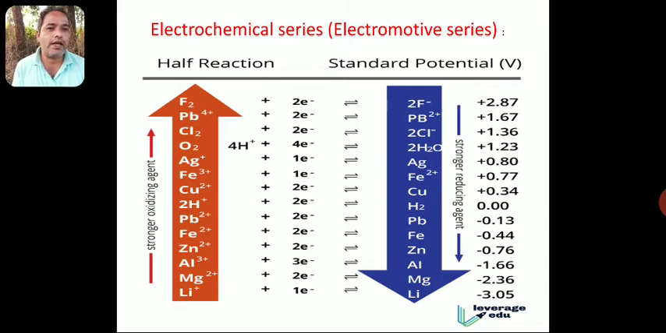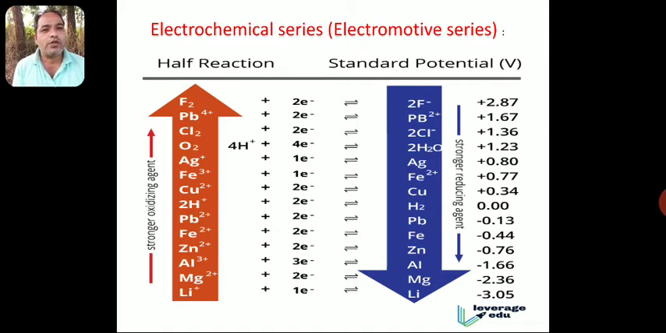At the lower side are lithium, magnesium, aluminium and zinc. These are metals, and we know that metals are eager to donate the electron. The standard potential values are minus 1.66, minus 2.36, minus 3.05. That means these elements are eager to donate the electron. And the species at the top are fluorine, PbCl, Cl2, O2. These species are eager to accept the electron.